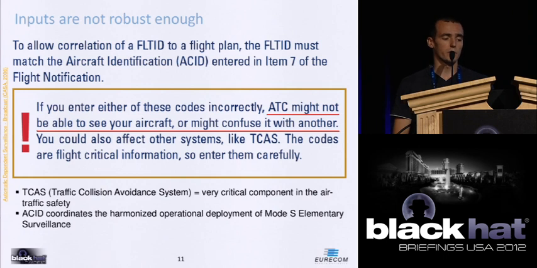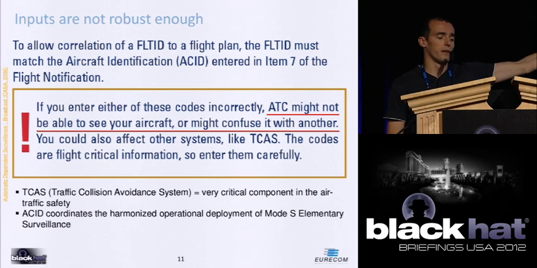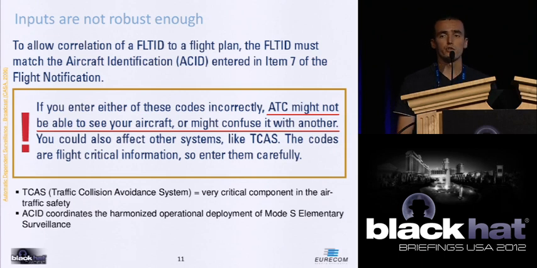are still some problems in ATC, meaning that some manuals clearly state that inputs are not robust enough, meaning that an intentional or unintentional input mistake can lead to ATC not being able to see your aircraft, which is bad, because ATC should be able to see all the aircraft all the time, or it might confuse it with another, which is again bad, because it should know uniquely and at any given point in time every aircraft, who it is and where it goes to, in order to provide the necessary regulatory safety.